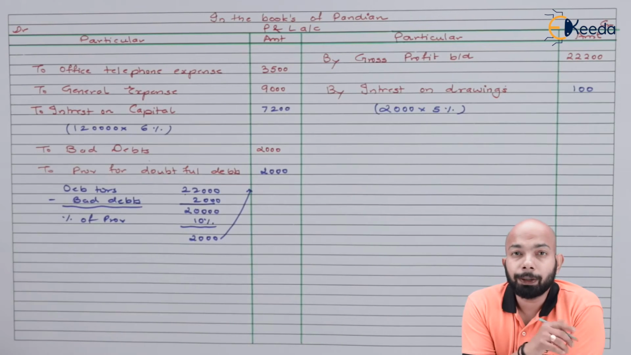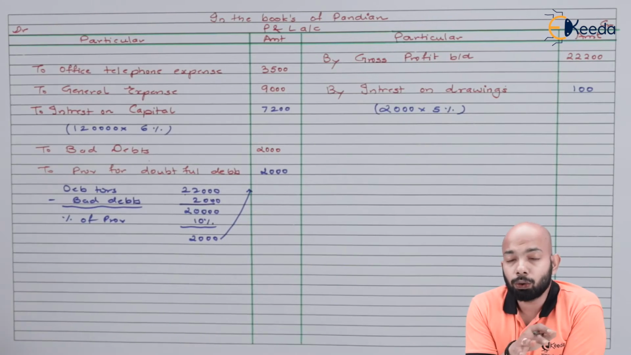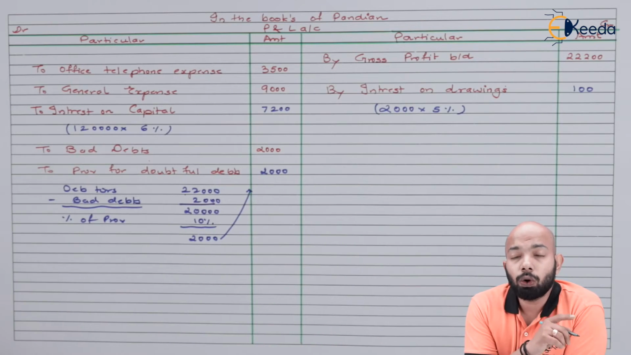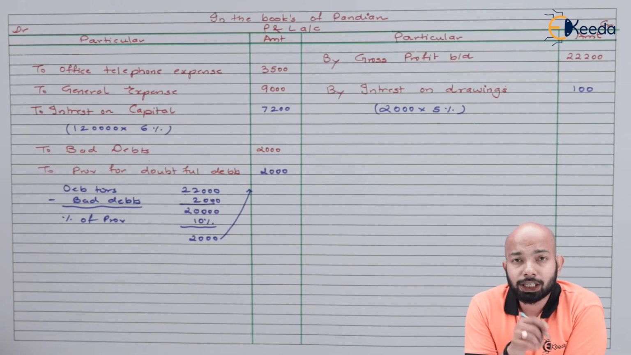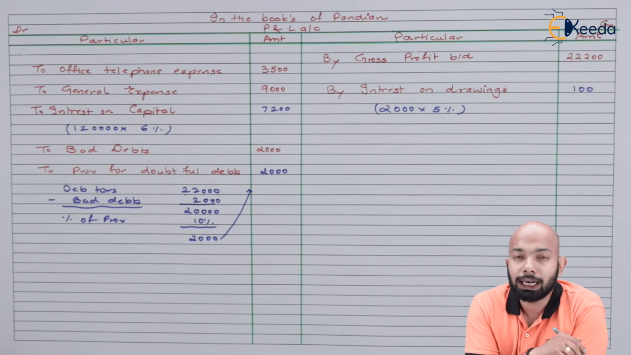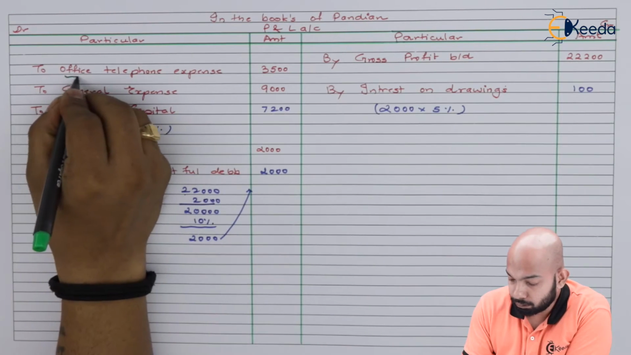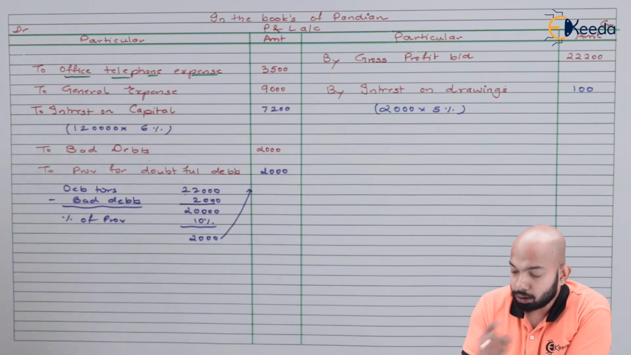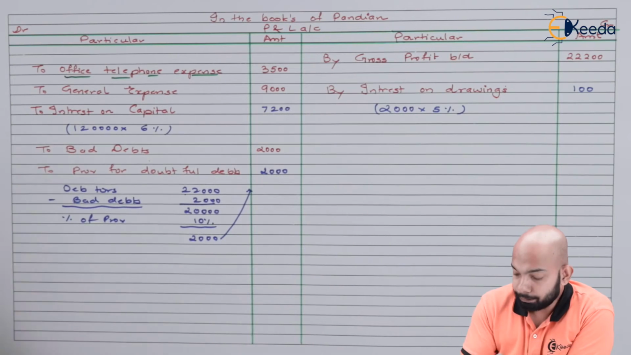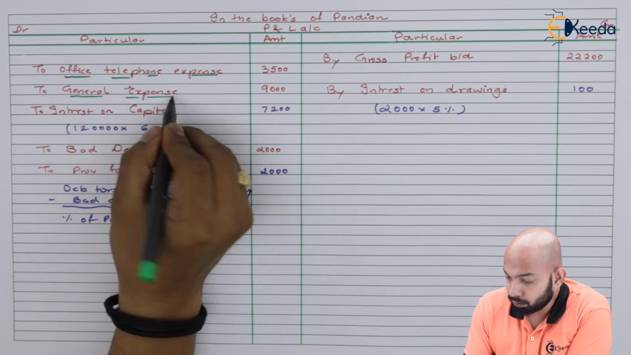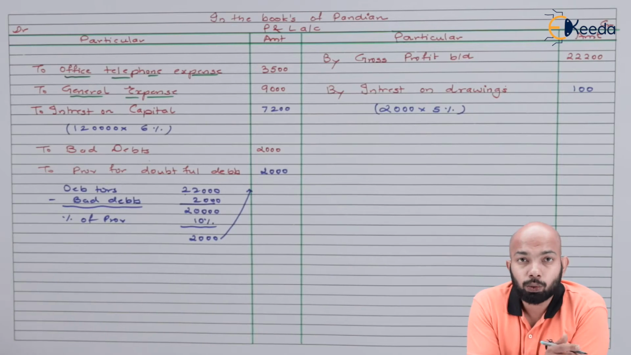Now for your reference, we have prepared the profit and loss account. We have mentioned all the details here. Let's start with the expense side, which refers to office telephone expenses. First of all, it is already predetermined and mentioned in the trial balance, hence we'll put that amount itself, which figures out to 3,500. The next amount will be general expenses, 9,000.